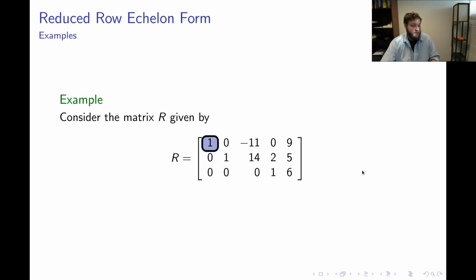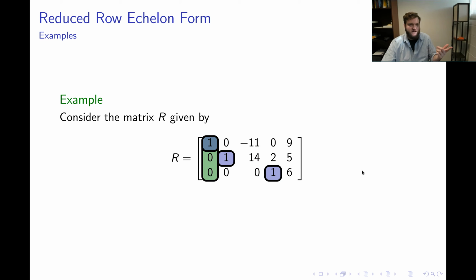I do have 3 pivots. So I have a pivot in the first column, a pivot in the second column, and a pivot in the fourth column. The direction of travel from pivot to pivot is to the right and down, so the third rule passes. And then the fourth rule says that every entry that's not a pivot in a pivot column must equal 0.